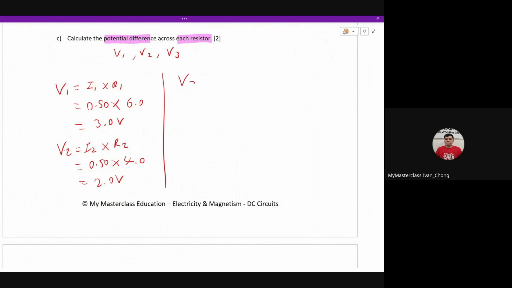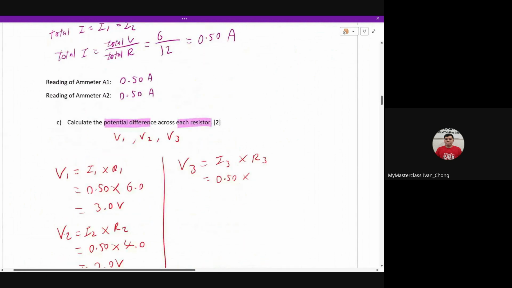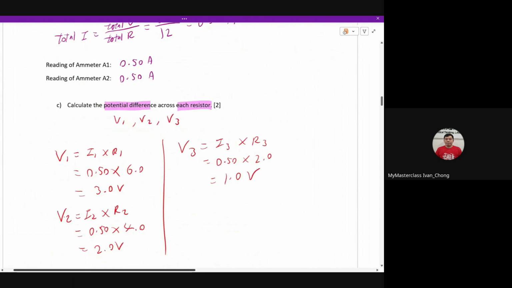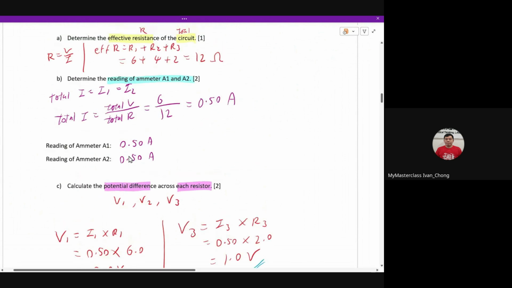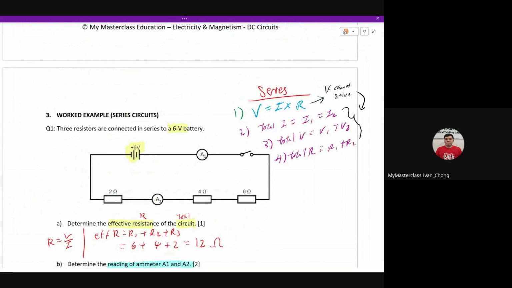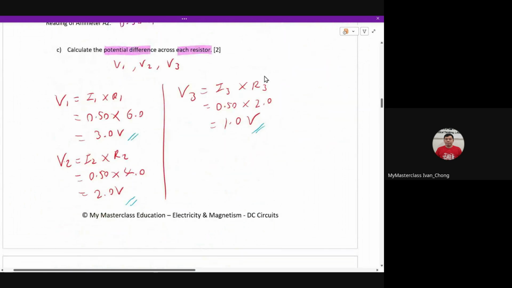Same thing, V3. Now, even though there's no I3 in the diagram itself, we know that I3 will also be the same. Why? Because you're in a series circuit, current is exactly the same throughout. So you have 2 ohms, 2.0, and 1.0 volts. So you have your 3 values over here: 3 volts, 2 volts, 1 volt. And if you add them up, 3, 2, and 1, you add up to be 6. So your total V is 3 plus 2 plus 1. So all of them, you can still get the same answer.